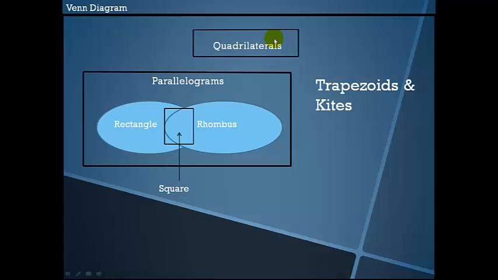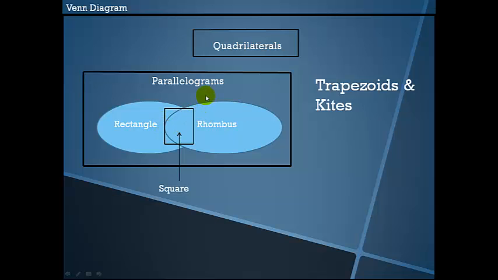Here we have a Venn diagram. First part, quadrilaterals, which are shapes that have 4 sides. So a quadrilateral can be any of these: parallelogram, rectangle, square, rhombus, trapezoid, or a kite. But trapezoids and kites are separate from parallelograms.